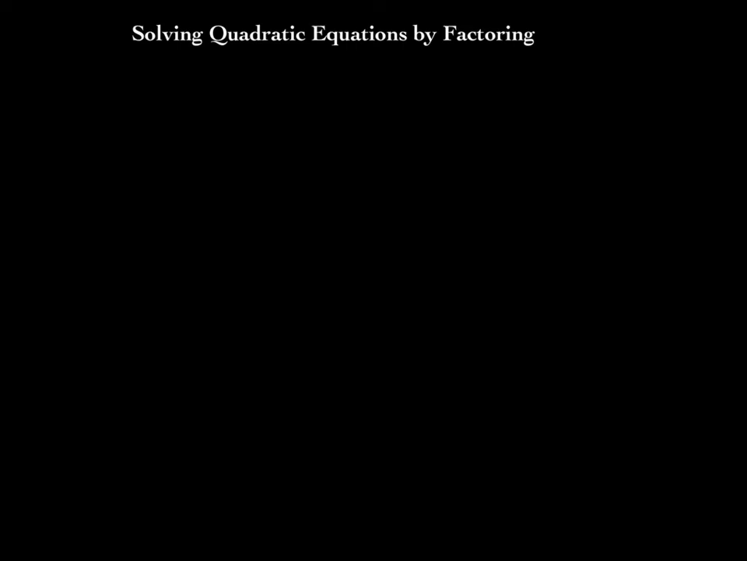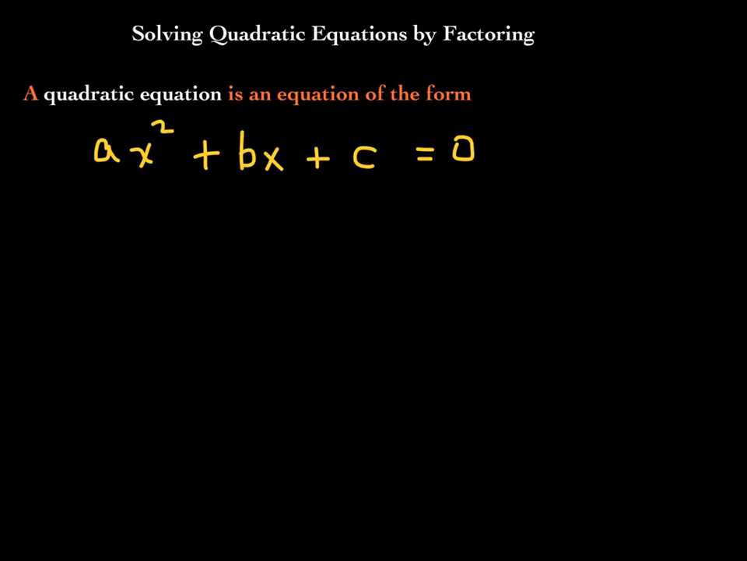In this lesson, we will study how to solve quadratic equations by factoring. Let's first start with a definition for a quadratic equation. A quadratic equation is an equation of the following form: ax squared plus bx plus c is equal to 0, where a, b, and c are real numbers.